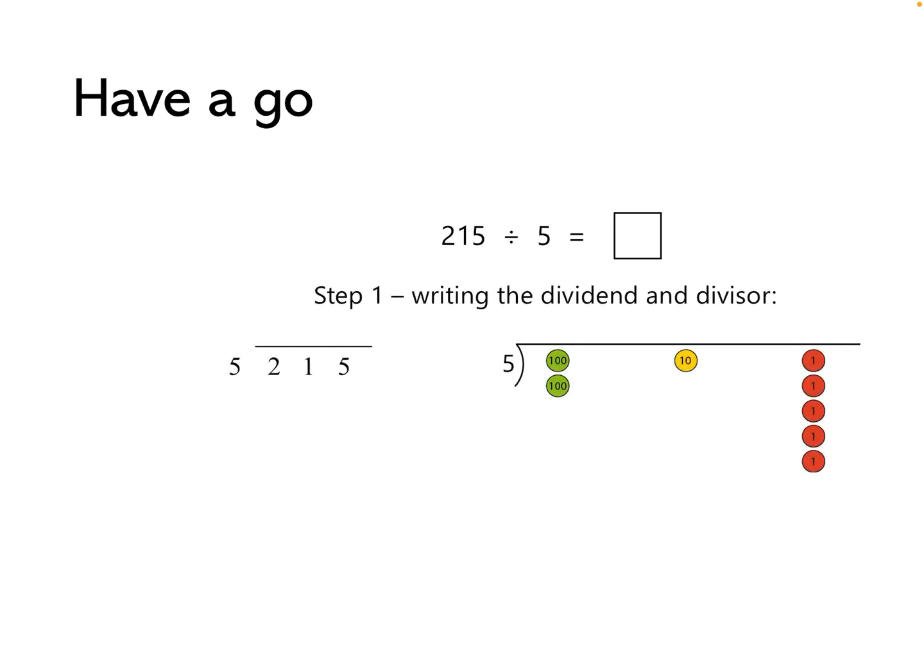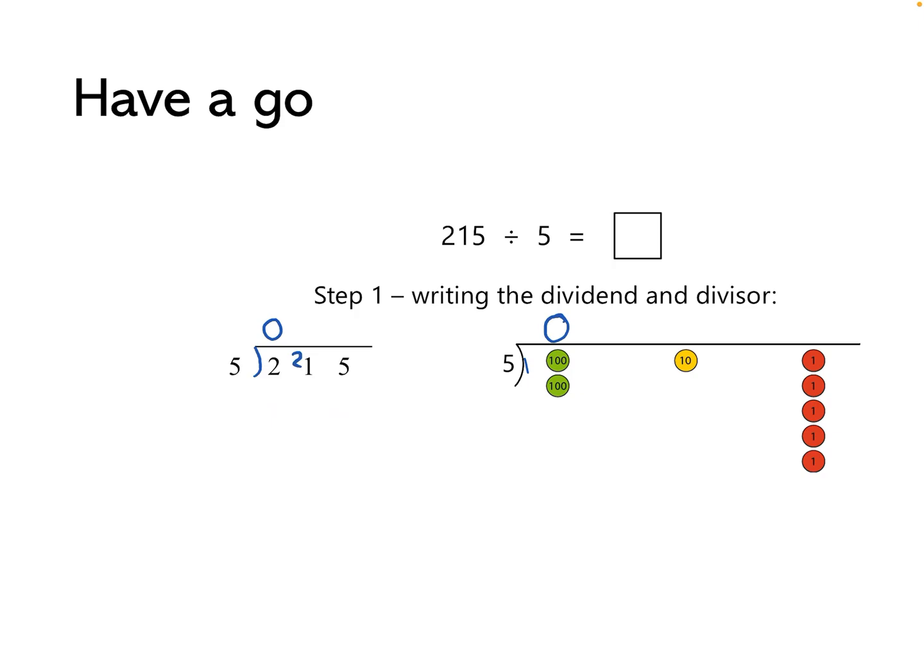So what I want you to do is have a go at this question. 215 divided by 5. Remember, step 1, write the divisor. I've written it there. I'm going to put it there because it's going to be a bit funny. So what do we do next? How many groups of 5 in here? None. No groups of 5. But I can swap that for 20 tens. So that's going to be a 0. I'm going over here.